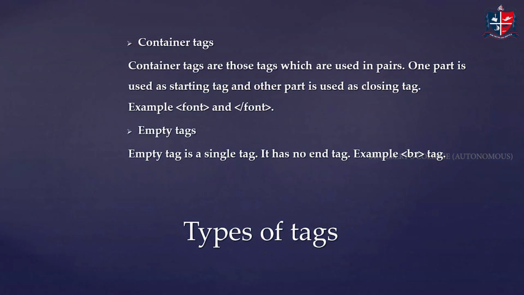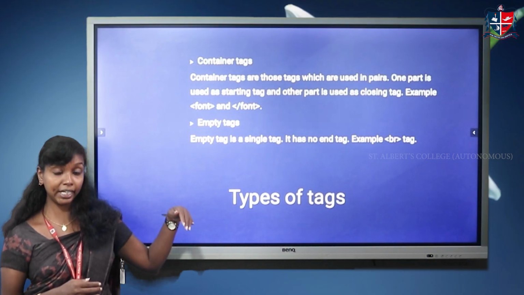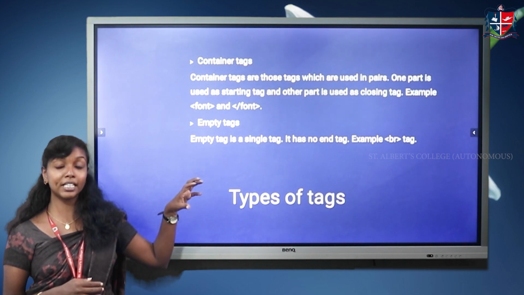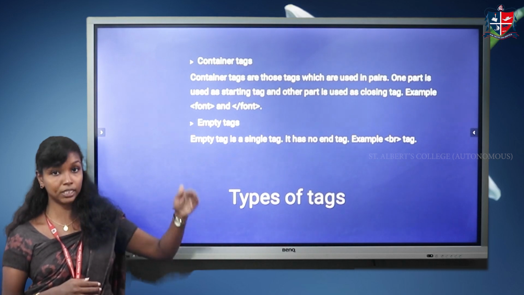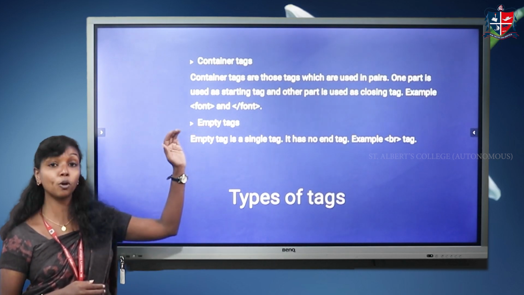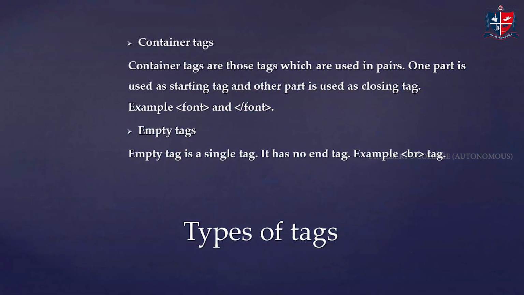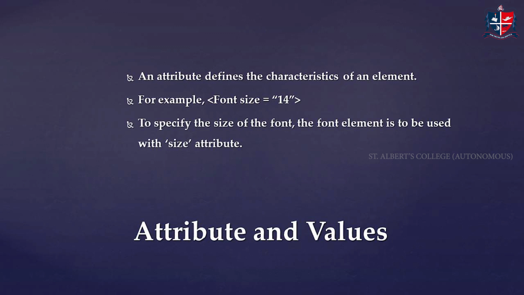The next one is types of tags. The types of tags are classified into two, that is container tags and empty tags. Container tags are normally known as pair tags, which appear in pairs that consist of an opening tag and a closing tag. For example, font is a container tag which consists of an opening tag and a closing tag. Empty tags contain only an opening tag and do not have a closing tag, so it is a single tag. For example, the paragraph break tag.